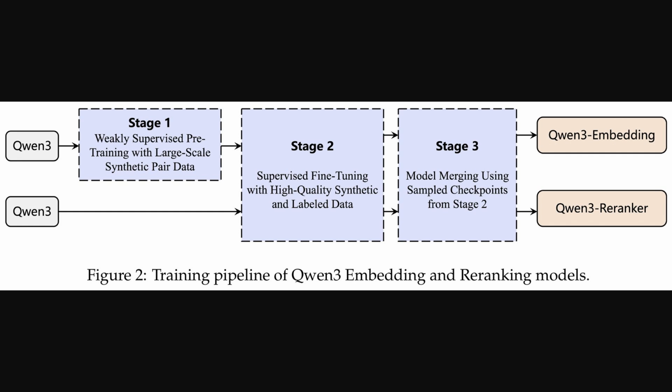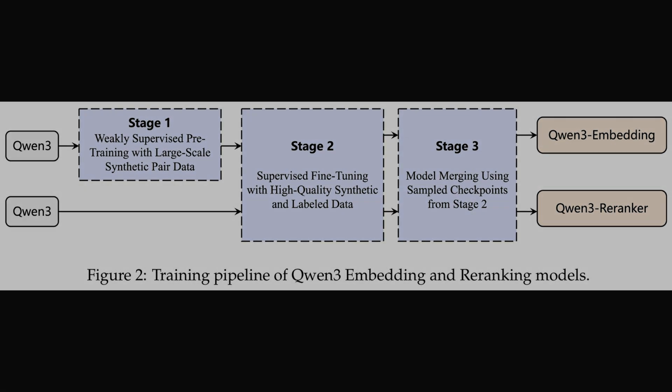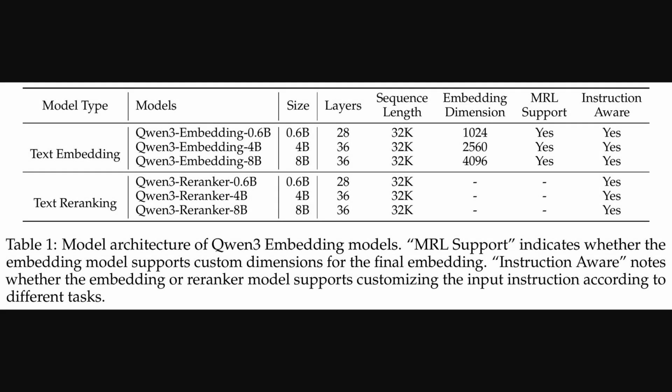Finally, Stage 3 involves model merging, using spherical linear interpolation to combine different trained versions, producing the Qwen3 embedding and Qwen3 re-ranker models. Following that training pipeline, this table details the model architectures. We see different sizes, 0.6b, 4b, and 8b, each with a specific number of layers. All models can process a sequence length, that's the maximum number of input tokens, of 32K.